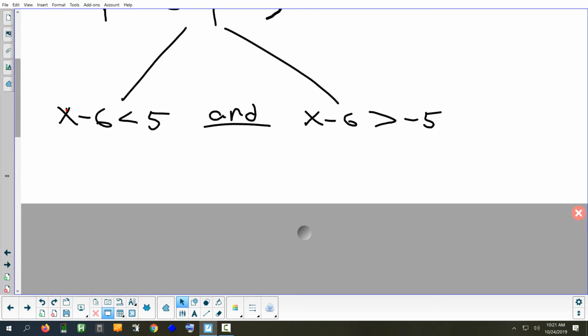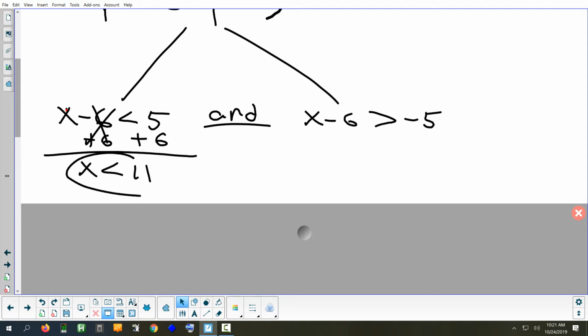Okay. So what's my same step on each side? Add 6. Add 6. Olivia, what's on the left side now? X. And 11. So x is less than 11. I was so close. I just wrote it wrong.